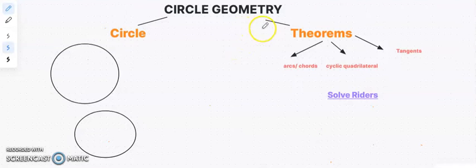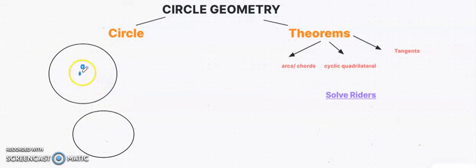Circle geometry. What is circle geometry? It is all about circles and theorems. The knowledge of circles helps us understand the theorems, and the knowledge of the theorems helps us to answer questions in circle geometry. These questions are called riders. So in circle geometry, we solve riders. So let's begin with circles.